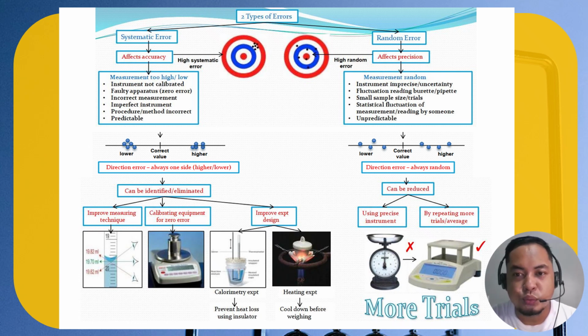when are we going to reduce random error? By replacing it with a more precise instrument, it will definitely reduce random error. Okay, and try out the same experiment again and again and get the average of the results. All right. So I hope this video will help you review the concepts about these two types of errors.